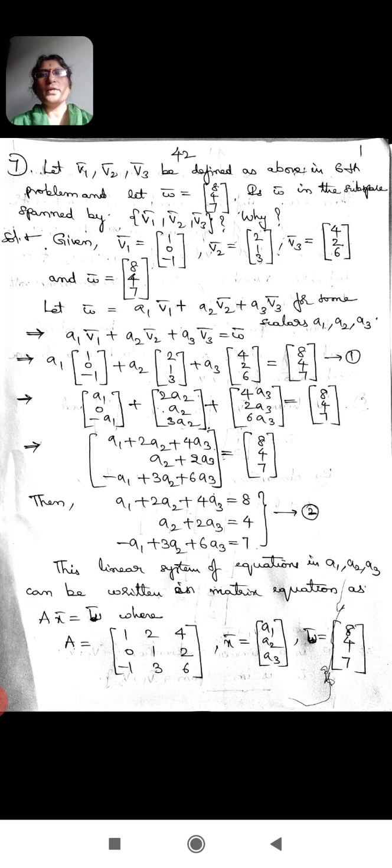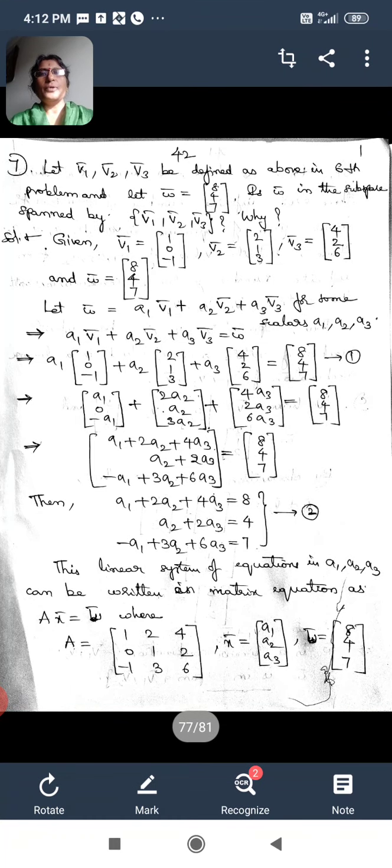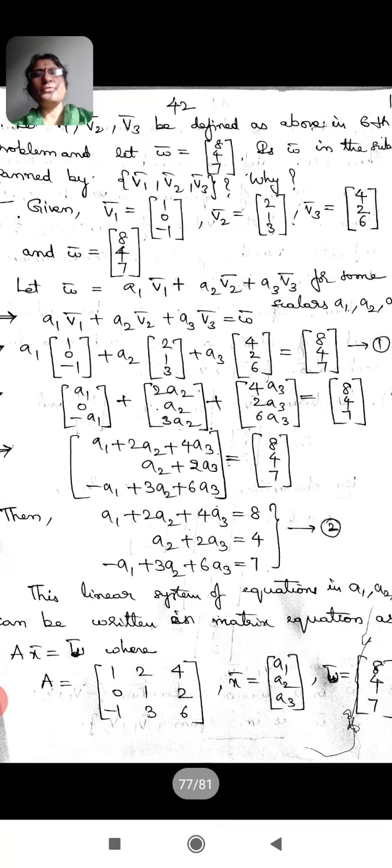Let v1 bar, v2 bar, v3 bar be three vectors defined as above in the sixth problem. So whatever be the vectors given in the sixth problem, consider them in this problem number 7 also. And w bar is another vector given as the column vector 8, 4, 7, and we are asked to find: is w bar in the subspace spanned by v1 bar, v2 bar, v3 bar, and if so, why? These are the questions asked for us.